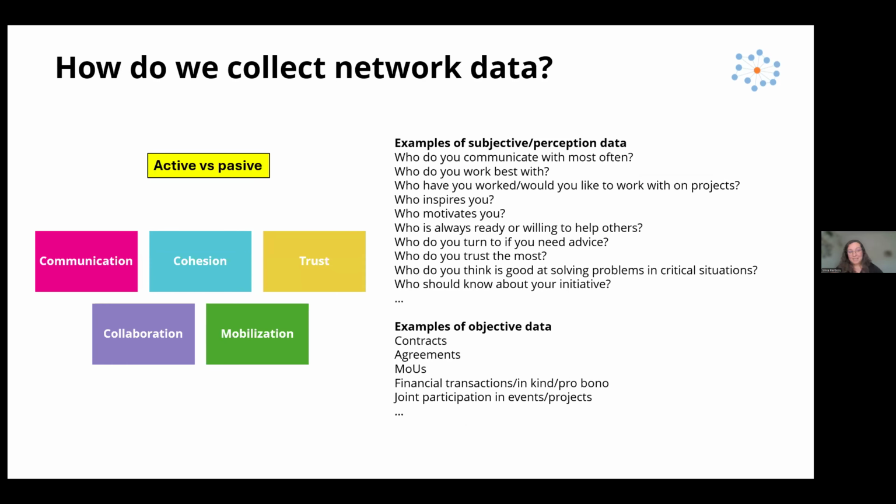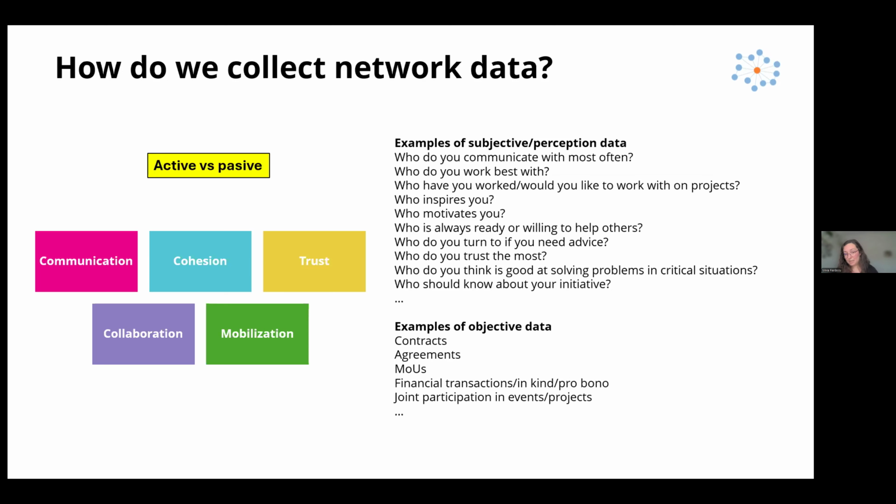And then, as I said, we're collecting very straightforward information on the concepts we're interested in. So, for example, for communication, you would ask, who do you communicate with most often? Or who do you work with best? Or who inspires you? Who motivates you? Who do you trust with personal information? Who is good at representing the problems of others? Who should know about your initiative, and other things like that? So you ask people specific questions on the concept of interest, the mechanism of interest that you have.